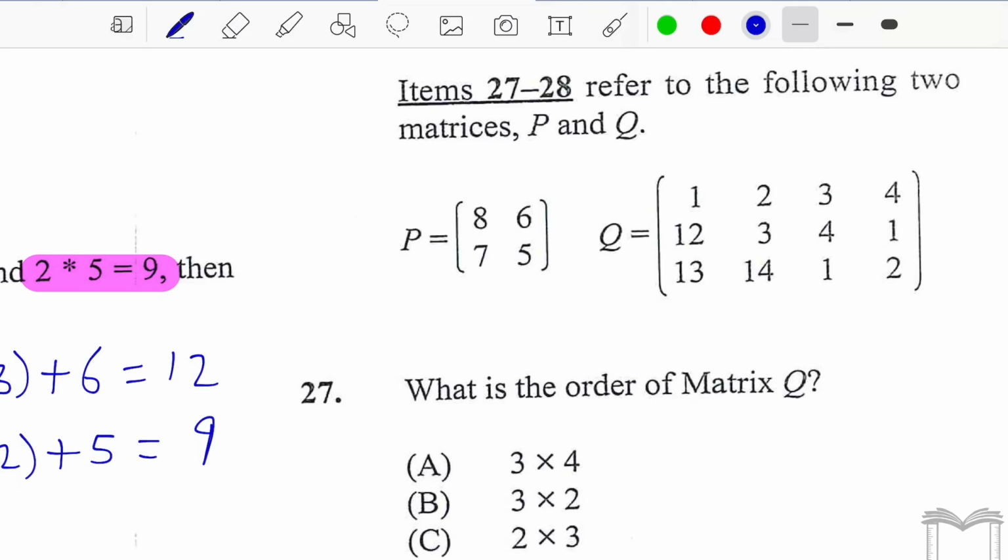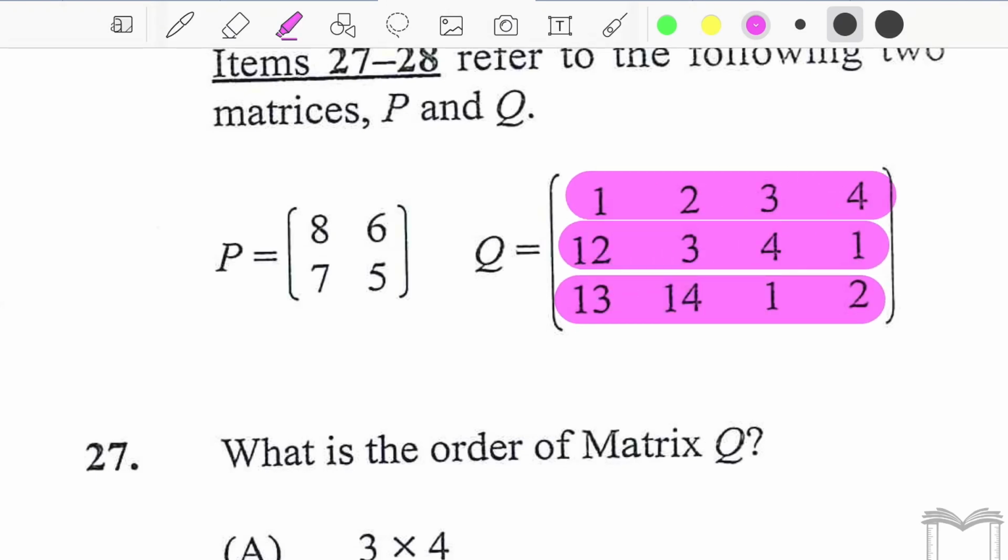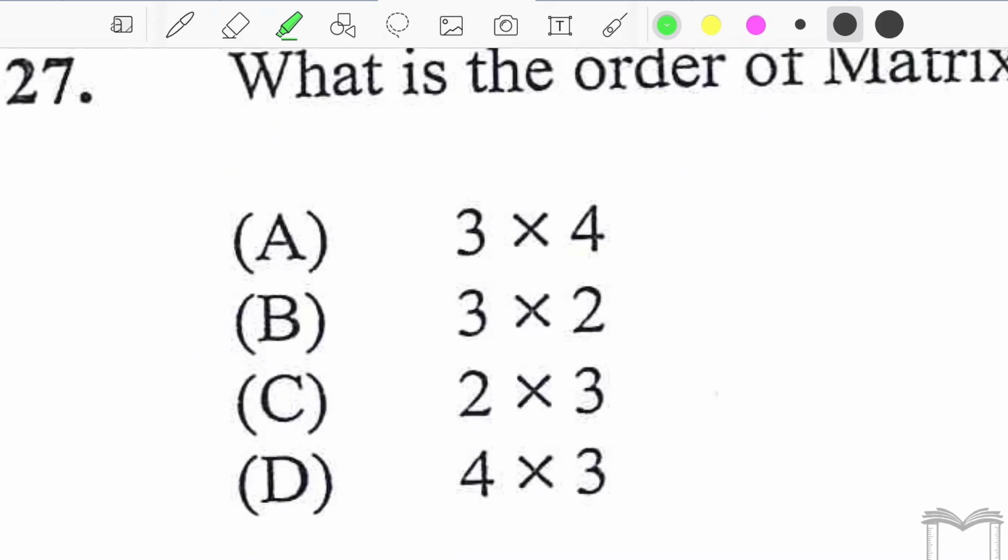Number 27. Items 27 to 28 refer to the following two matrices. What is the order of matrix Q? So we call matrices by their row and then by their column, or row by column. So let's count. 1, 2, 3 rows by 1, 2, 3, 4 columns. So 3 by 4 is the answer.